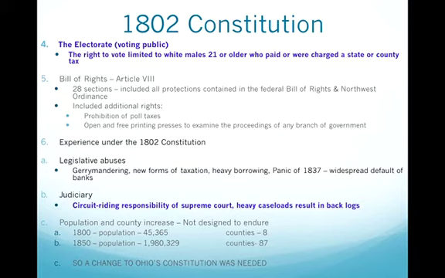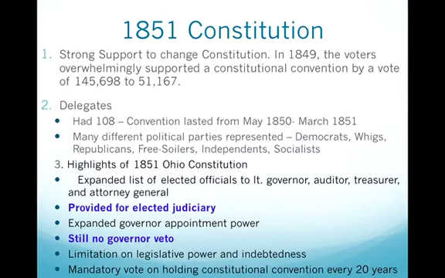So in 1851, we decided to have a constitutional convention, and we had 108 delegates at this convention. It lasts quite a while, from May of 1850 to March of 1851. You had a bunch of different political parties: Democrats, Whigs, a new party called the Republicans, Free Soilers, Independents, and even Socialists.